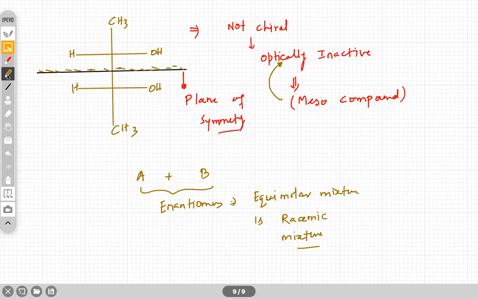Because suppose A rotates the light 10 degrees clockwise, B rotates 10 degrees anti-clockwise. Hence, when the light eventually comes out from this mixture, it is undeviated light, and hence it is optically inactive. So the point is, a racemic mixture is also optically inactive. A meso compound is also optically inactive. Okay, understood? Right, these two properties you must remember. Now you write down calculation of stereoisomers.